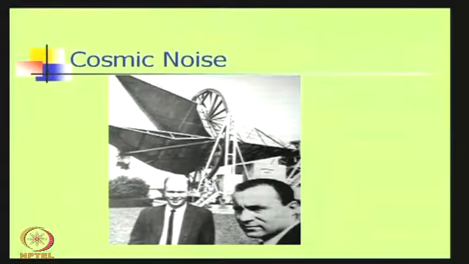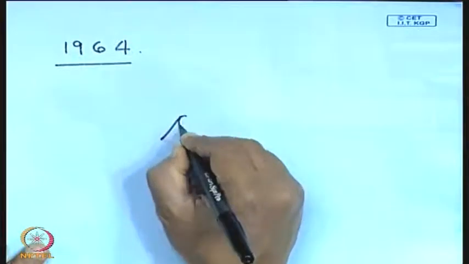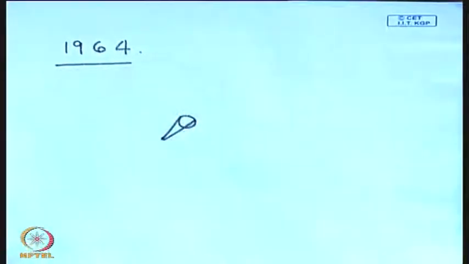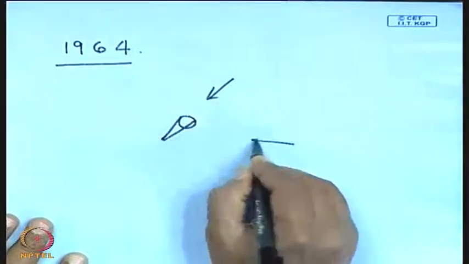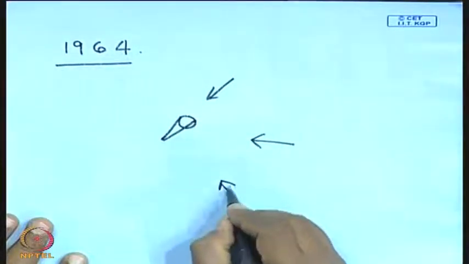But Penzias and Wilson found that in addition to all of this, there was some component, some radiation, coming quite uniformly from all directions in the sky. So this was a radiation which was coming from all directions. If you have a radiometer and point it, they found that there is a component of radiation which is more or less the same from all directions.